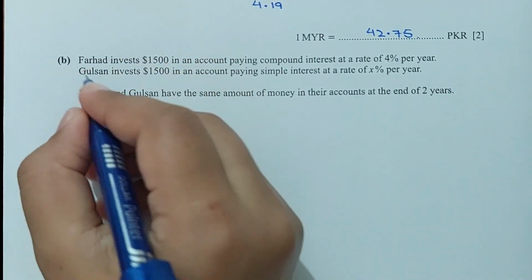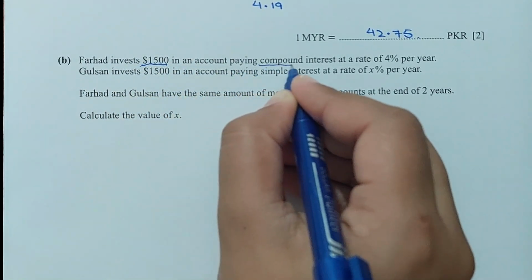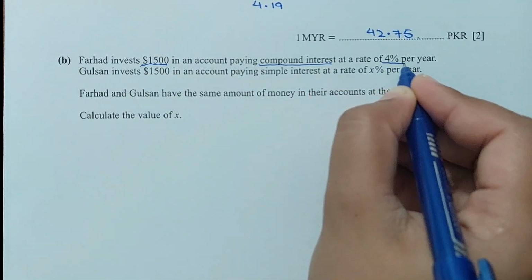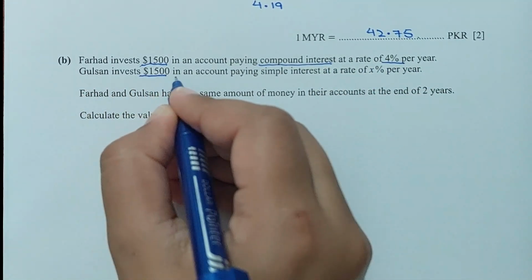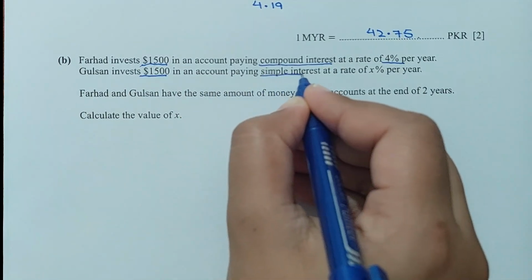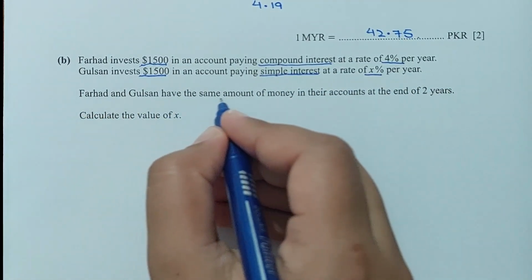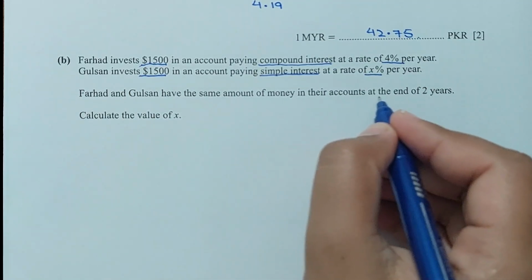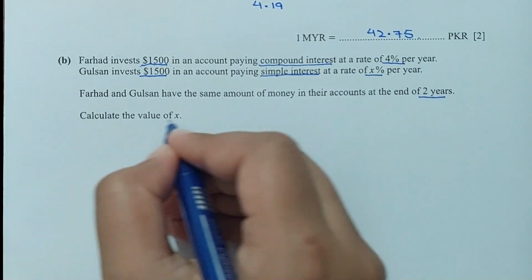Now for part B, Farhad invests $150 in an account paying compound interest at a rate of 4% per year. Gulshan invests $1,500 in an account paying simple interest at a rate of X dollars per year. Farhad and Gulshan have the same amount of money in their account at the end of 2 years. Calculate the value of X.